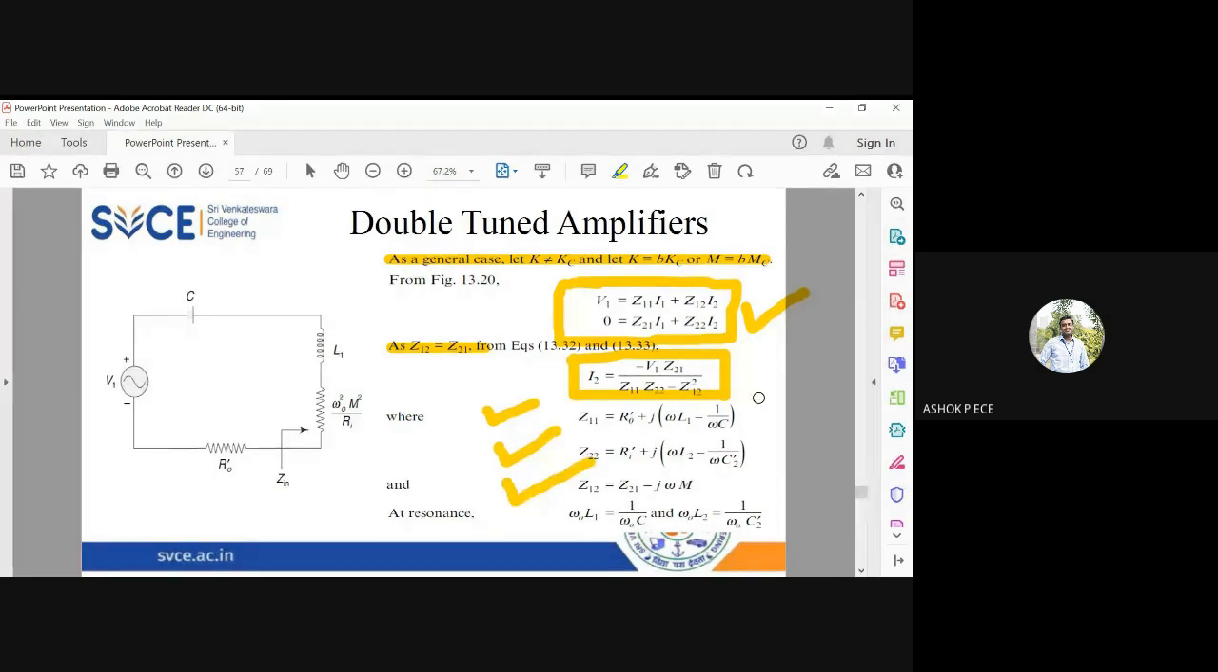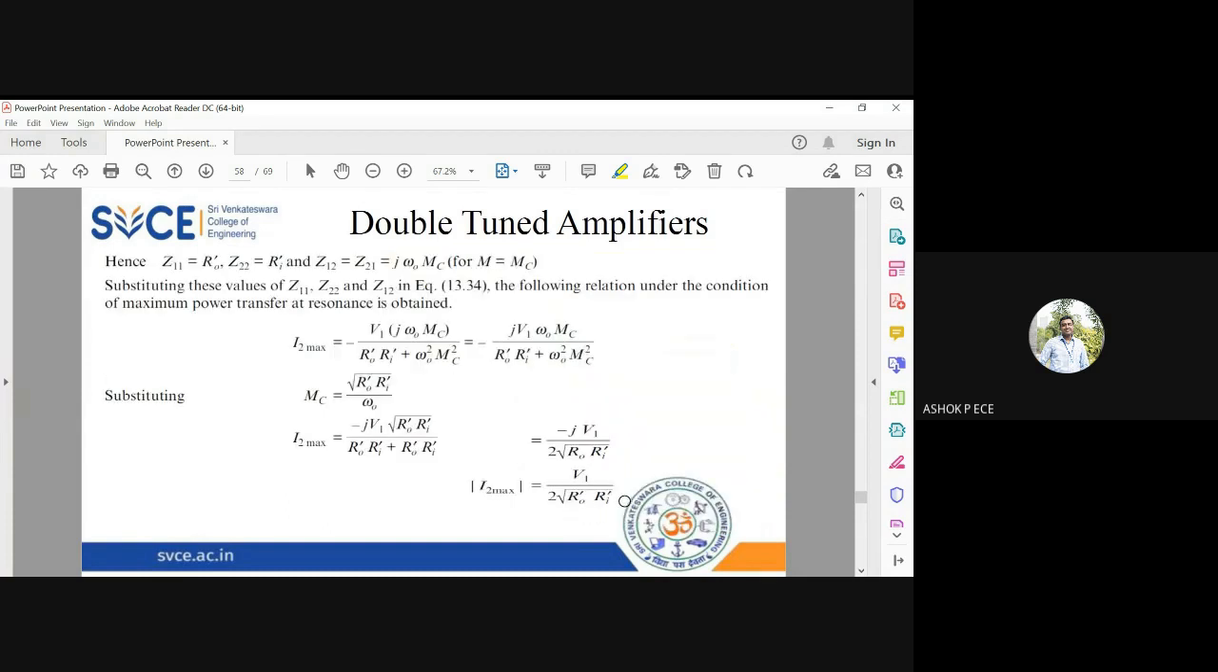See, these four things we know in the circuit. Z11 is what all components we have on the input side. Z22 is what all components we have on the output side. Z12 and Z21 both are going to be j omega M. And you know during resonance these two reactances will cancel each other because they are tuned to the same frequency. So omega naught L1 will be equal to 1 by omega naught C1, and omega naught L2 equal to 1 by omega naught C2 dash. So at resonance, the reactances will cancel.